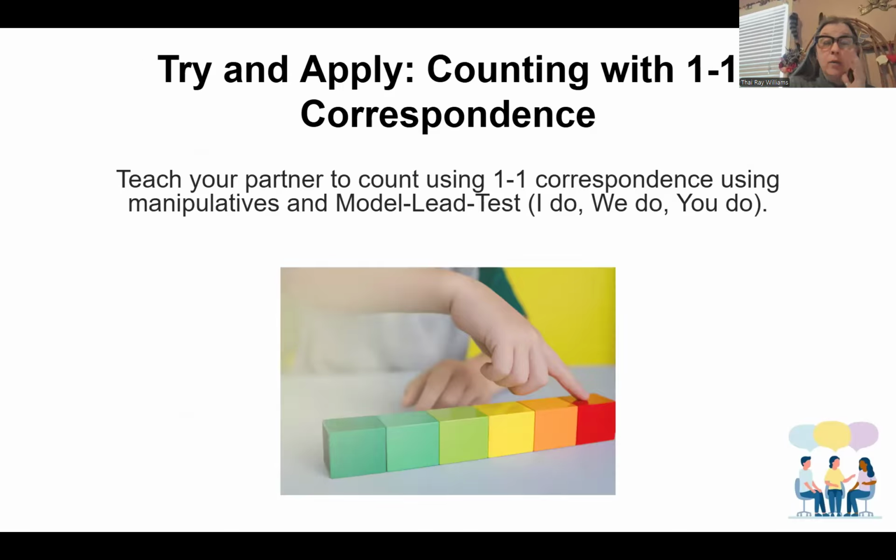And so again, what I want you to do, and this would be number 4, is you're going to put try and apply, count with one-to-one correspondence, and then you're just going to write a sentence or two about how you did on it, okay?